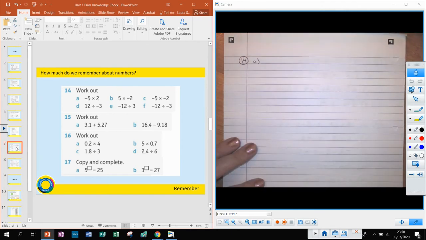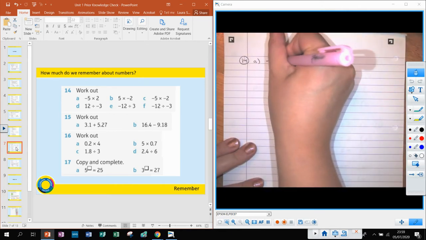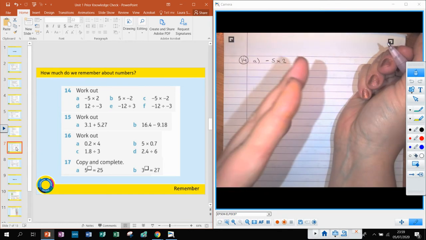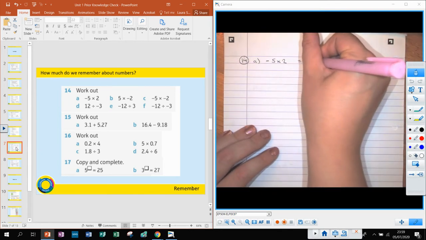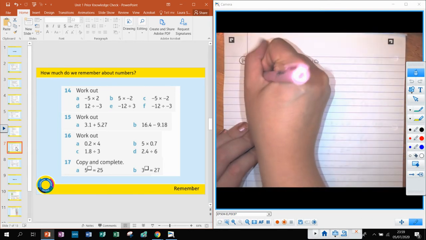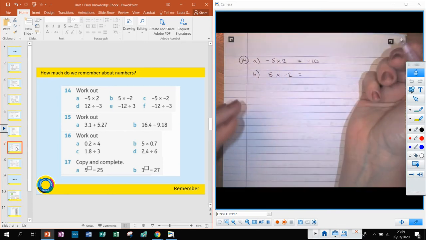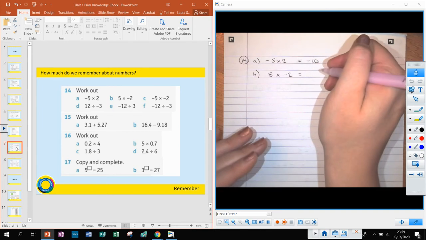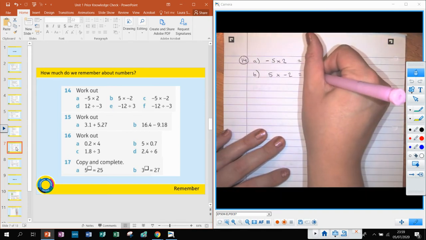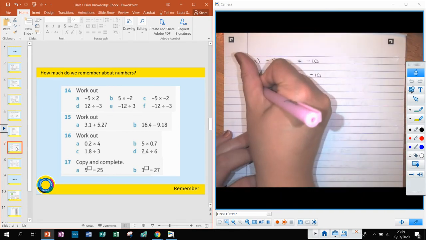So here we are doing negative 5 times 2. Well, that's 2 sets of negative 5, so it's going to be negative 10. Part B, we have 5 times negative 2. Very similar. This is 5 sets of negative 2, which is also going to be negative 10.